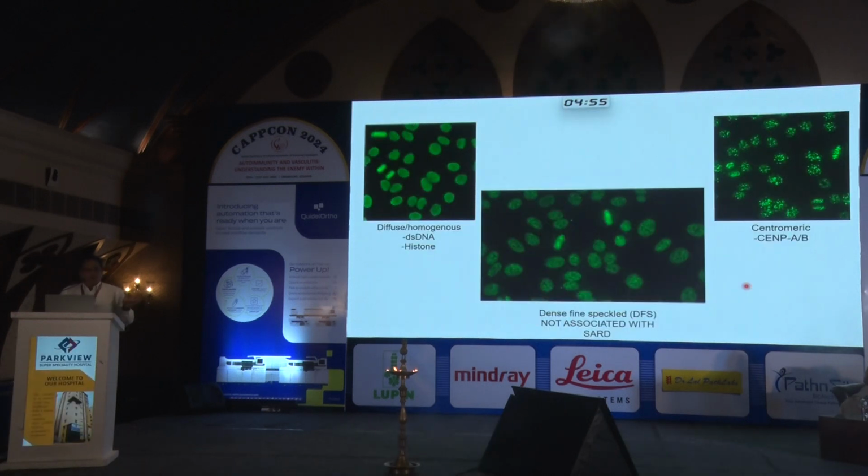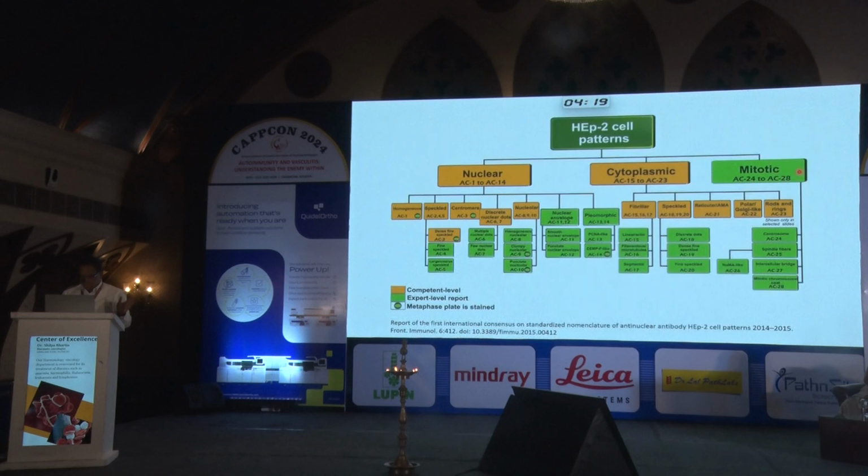Now, I'm sure this will be dealt with in detail in later talks. So this is a DFS pattern. When we are interpreting ANA, we have to differentiate this DFS pattern, because it is not associated with systemic autoimmune diseases. It is more of a pattern that is seen in normal individuals. That's why you have to be very careful in differentiating this pattern from a homogeneous pattern or the speckled or centromeric pattern. We'll be familiar with this.